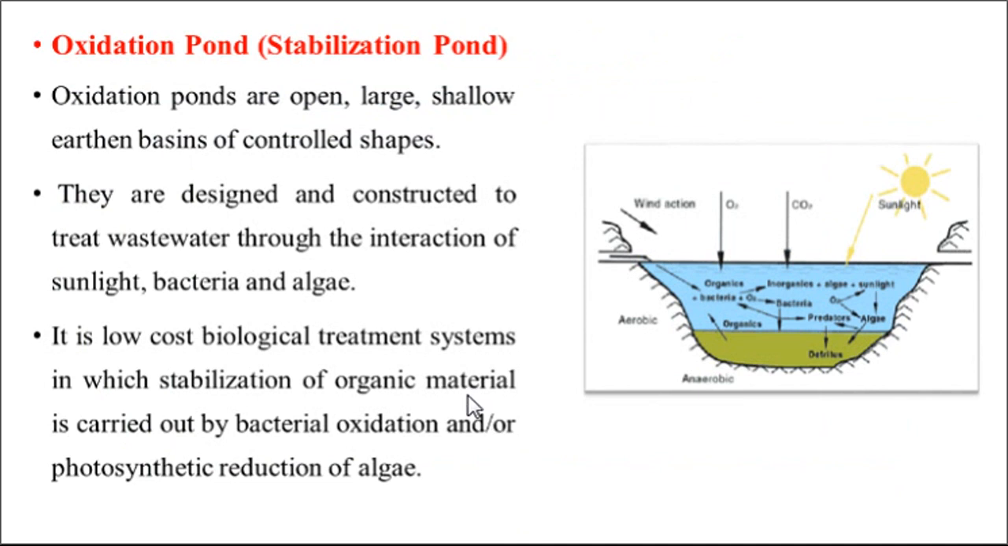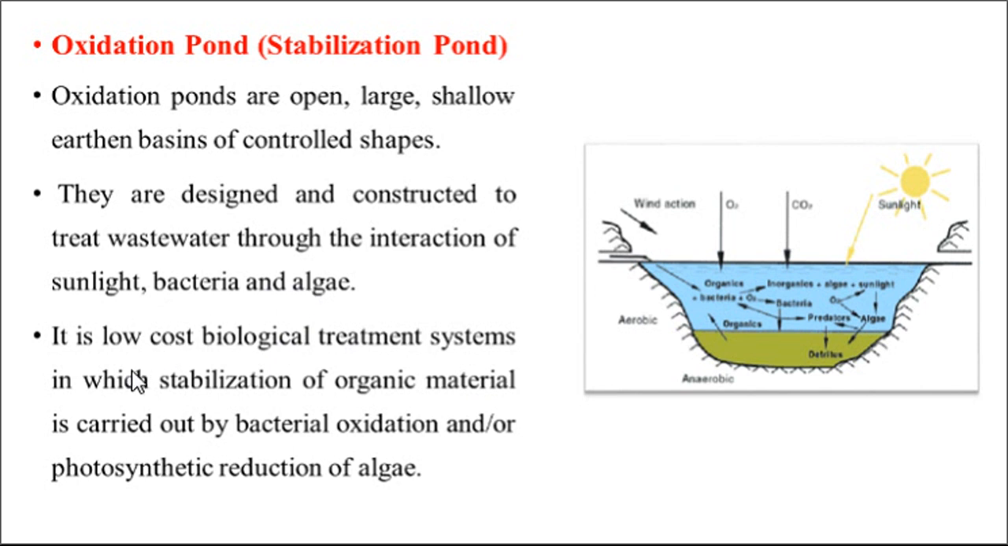Oxidation ponds are open, large, shallow earthen basins of controlled shape. Means its shape is controlled. They are designed and constructed to treat wastewater through the interaction of sunlight, bacteria and algae. Means these three factors are taking part for the stabilization of wastewater in oxidation pond.